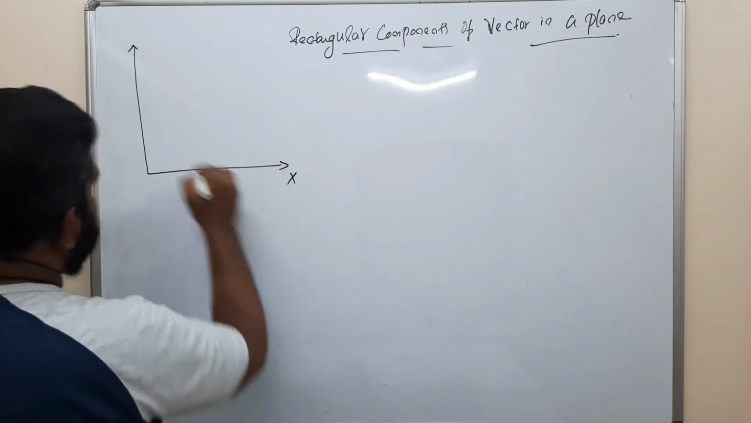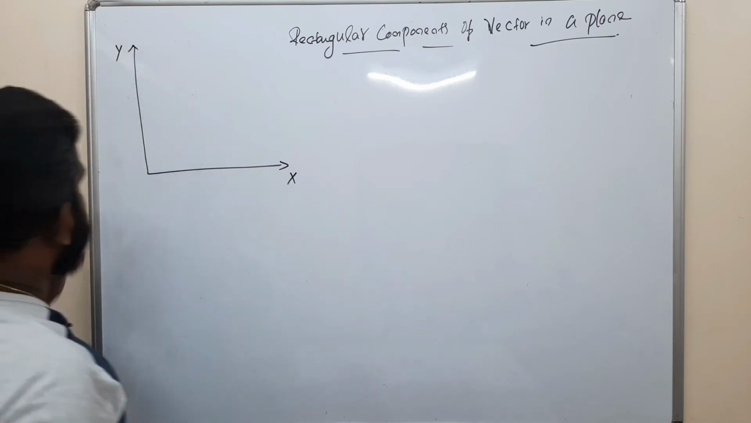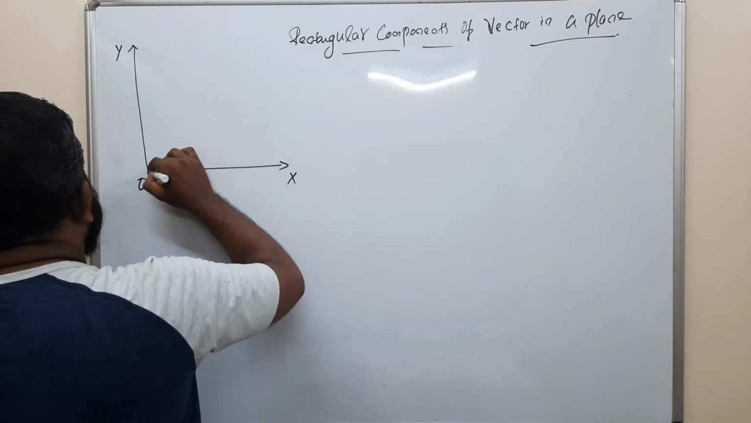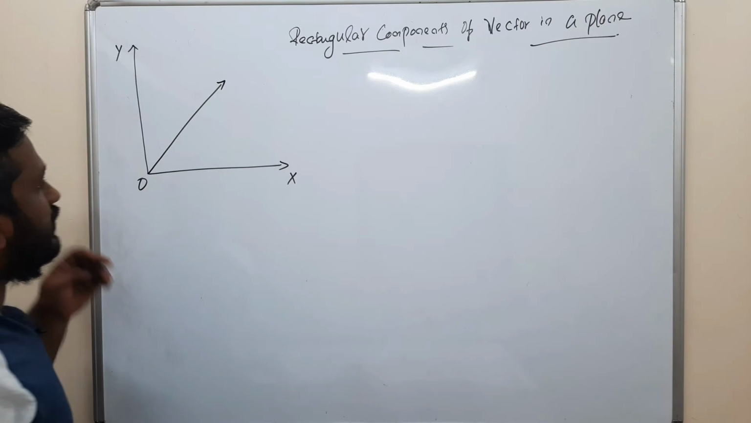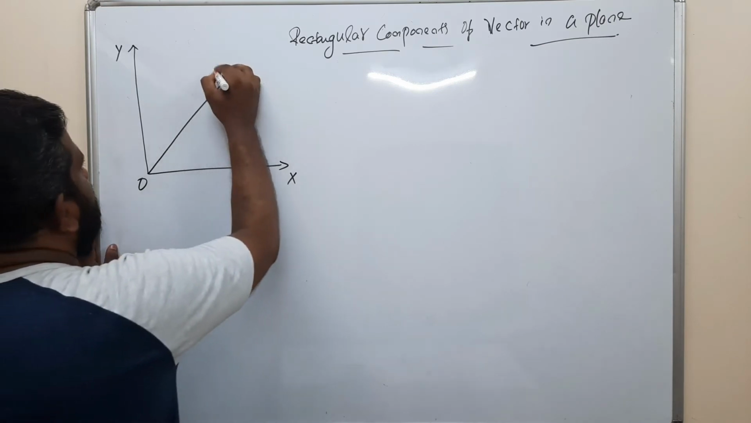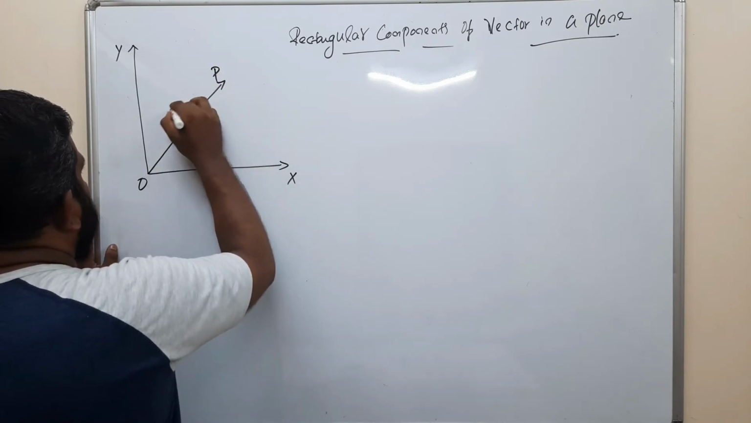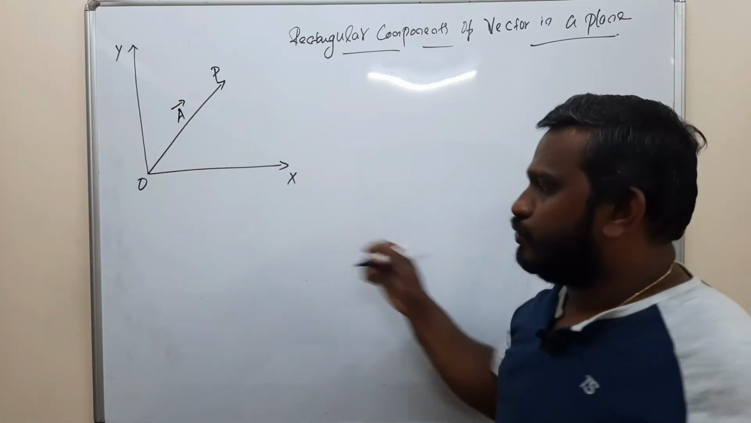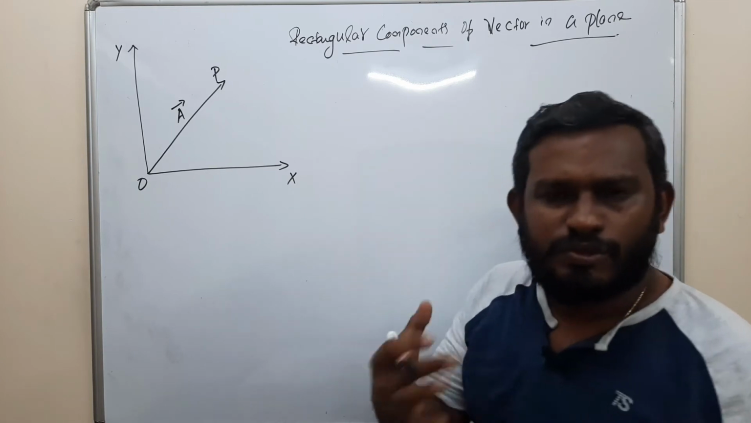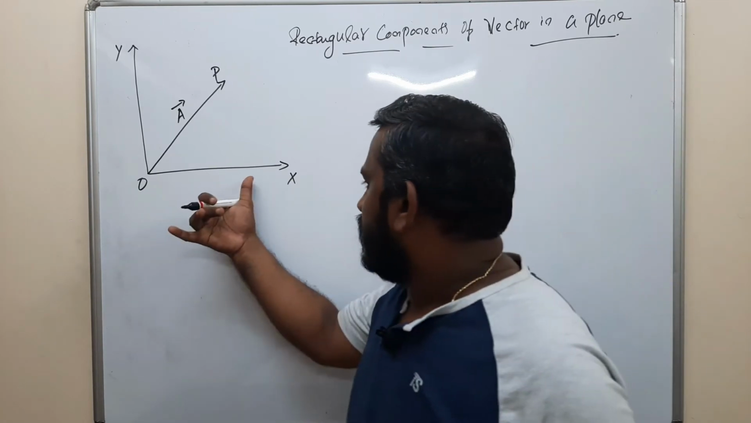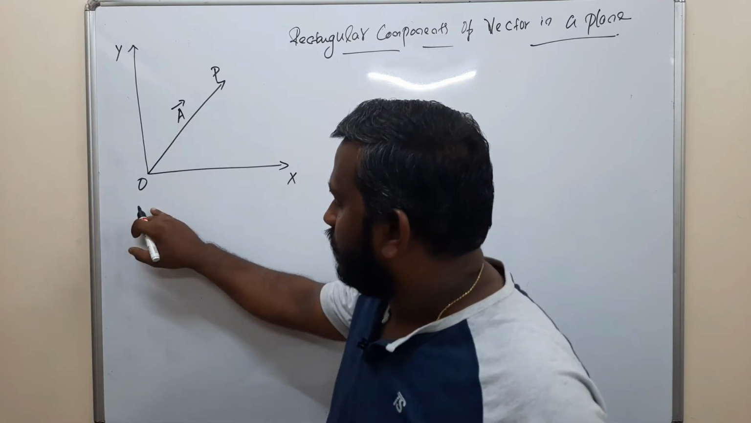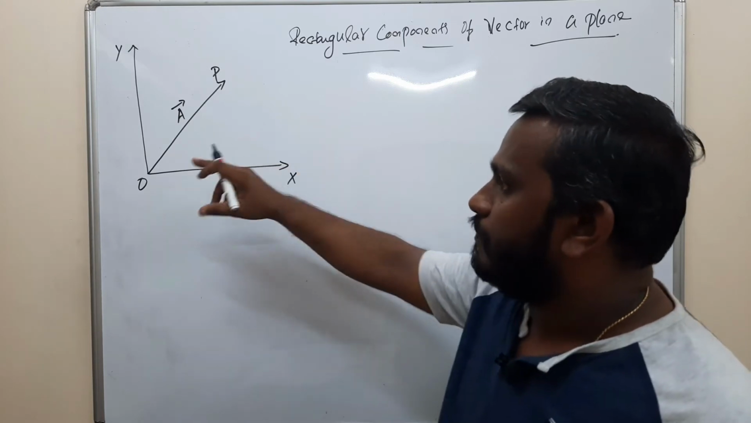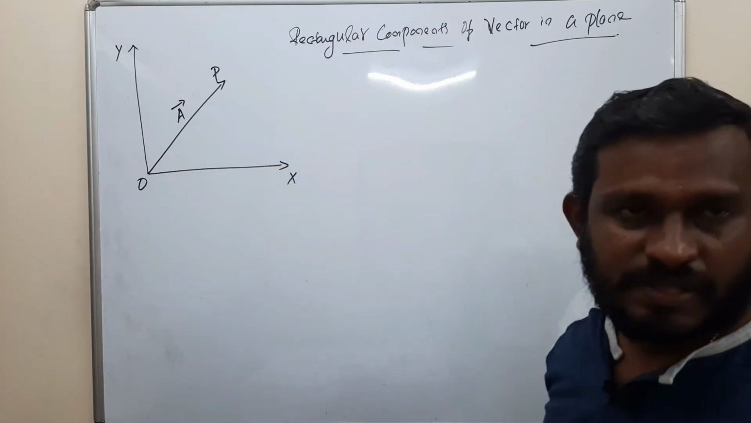So this is the x-axis and this is the y-axis. This is the origin. So we have a vector starting from this origin, that is OP vector. We call that vector A vector. So in two dimensions, that is in a plane, consider the x-axis and y-axis, and we have a vector starting from the origin, OP. We call that vector A vector.